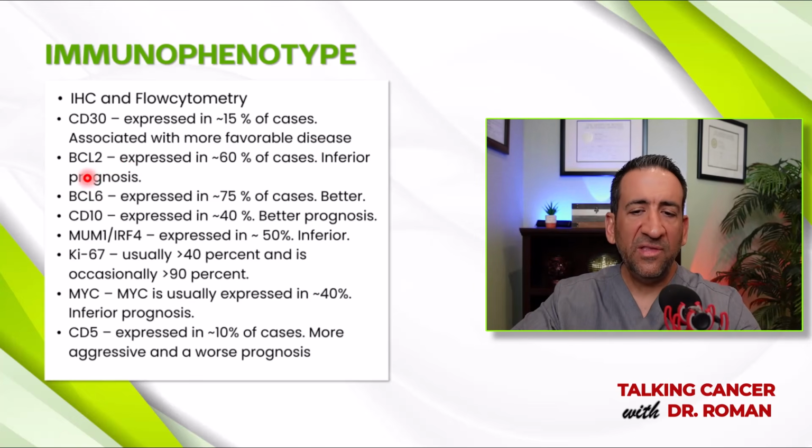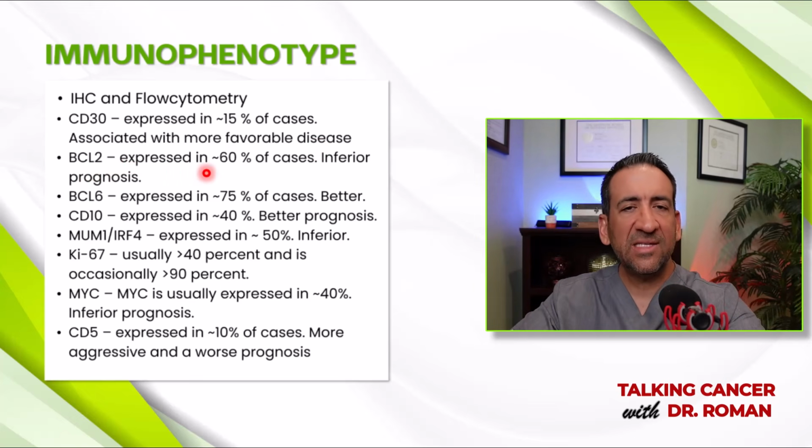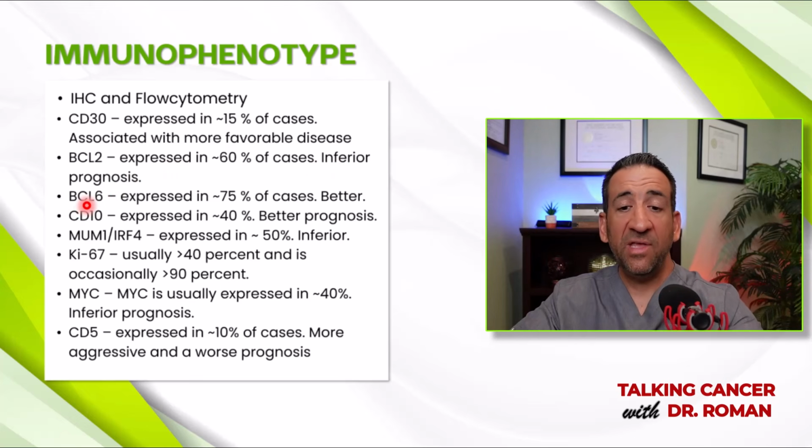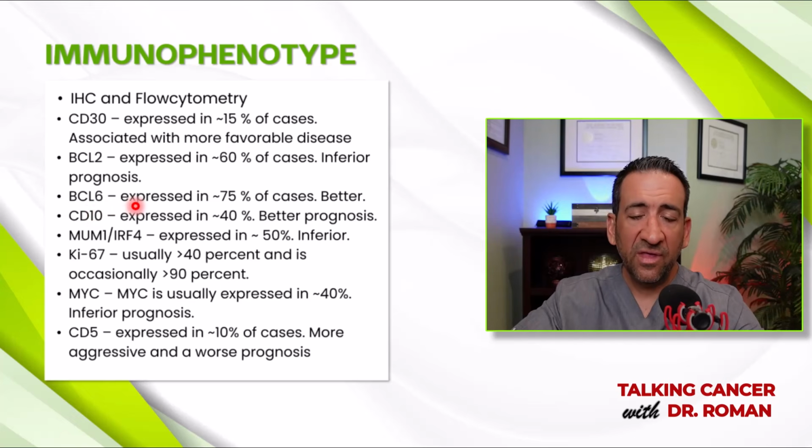Now, another one is BCL2. It's expressed in about 60% of diffuse large B-cell lymphoma. And if your tumor expresses this, this is not good. This is inferior prognosis. The next one is BCL6. And if you have this, which is expressed in about 75% of cases, this is better. CD10 is expressed in about 40%, and this is good. MUM1 IRF4 is expressed in about 50% of cases, and this is bad. This is inferior.